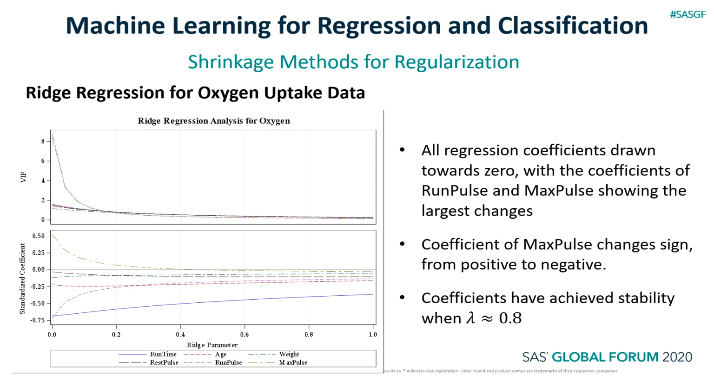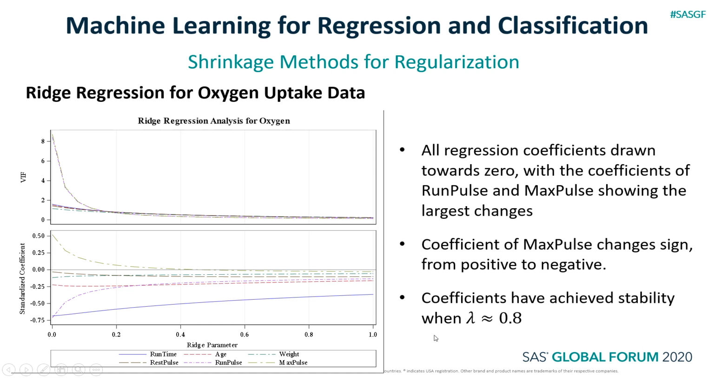So here is the output that you get for ridge regression in proc reg. And so the variance inflation factors are up above. The plot that I'd like to turn your attention to is this one here with the standardized coefficients in it. And you can see that all of the regression coefficients are drawn towards zero, but in particular the coefficients for run pulse and max pulse are disproportionately pulled towards zero. So they are the ones exhibiting a greater degree of change. And in fact, the coefficient of max pulse actually changes sign from being positive to, around about ridge parameter 0.6, being negative and then staying negative thereafter.